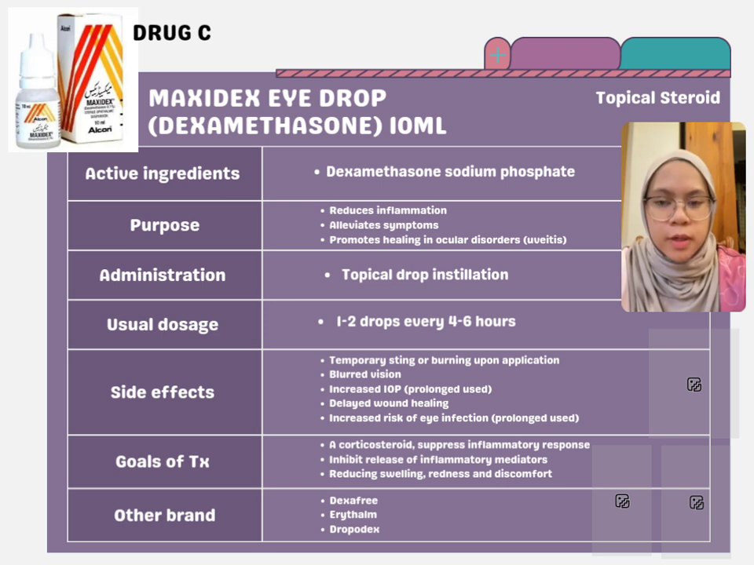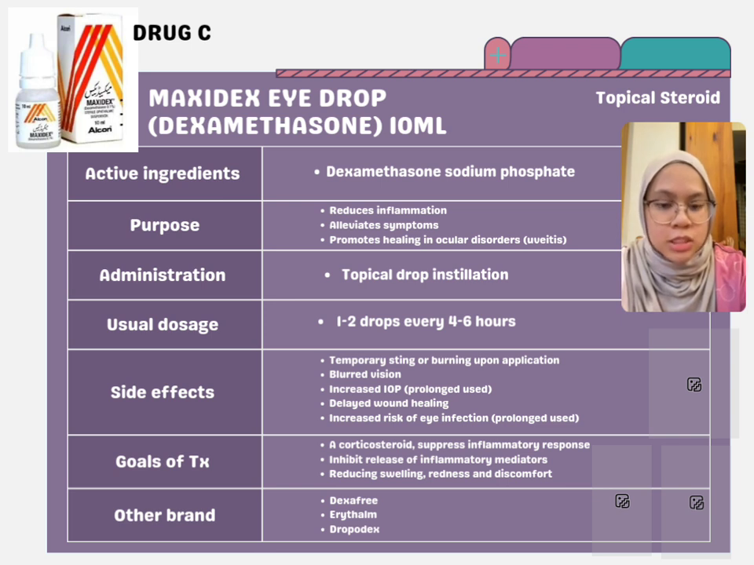Assalamualaikum warahmatullahi wabarakatuh. My name is Adelia. Now for drug C, which falls under topical steroid, which is dexamethasone, more known as Maxidex eye drop, which falls under the brand name Alcon. The active ingredient is dexamethasone sodium phosphate, which is an anti-inflammatory and acts to reduce inflammation, alleviate symptoms, and promote healing in ocular diseases such as uveitis.